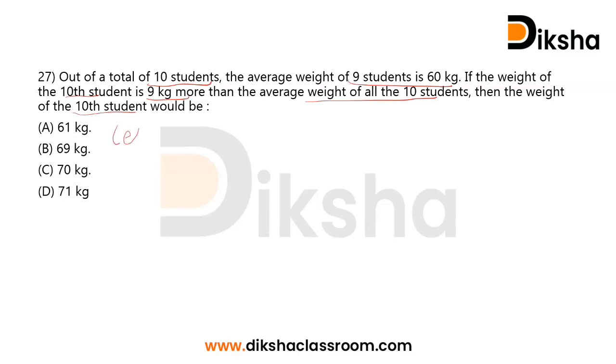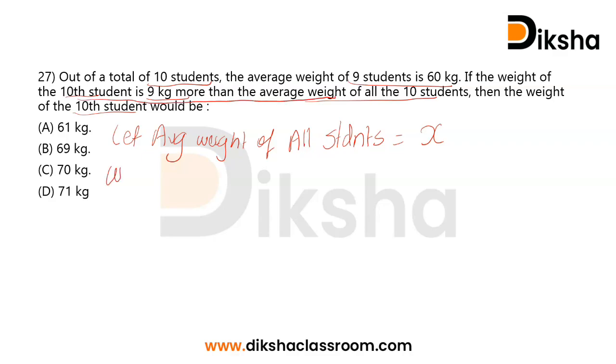So let the average weight of all students be X. And so, the weight of the 10th student is 9 kilogram more than the average weight. So the weight of the 10th student will be X plus 9. It's directly given in the question, X plus 9.